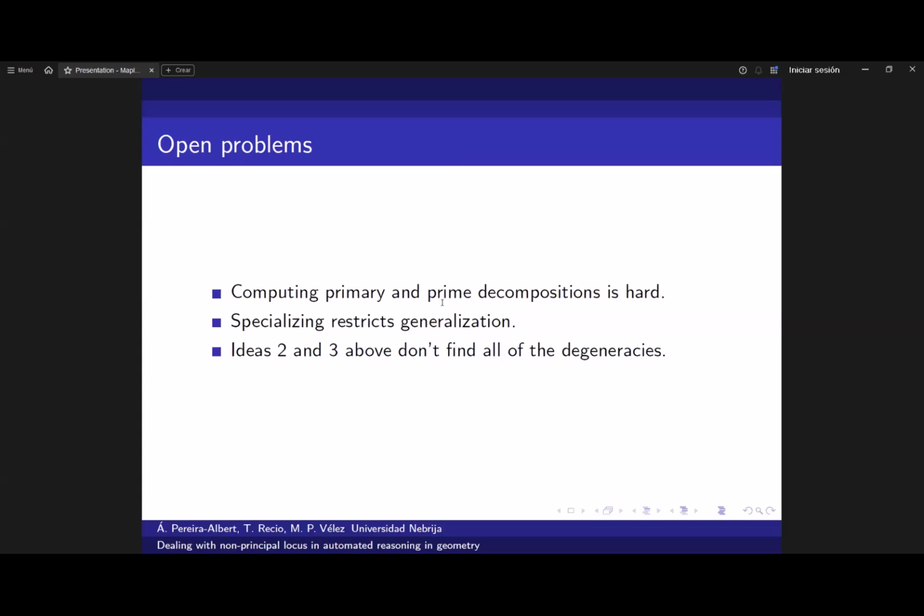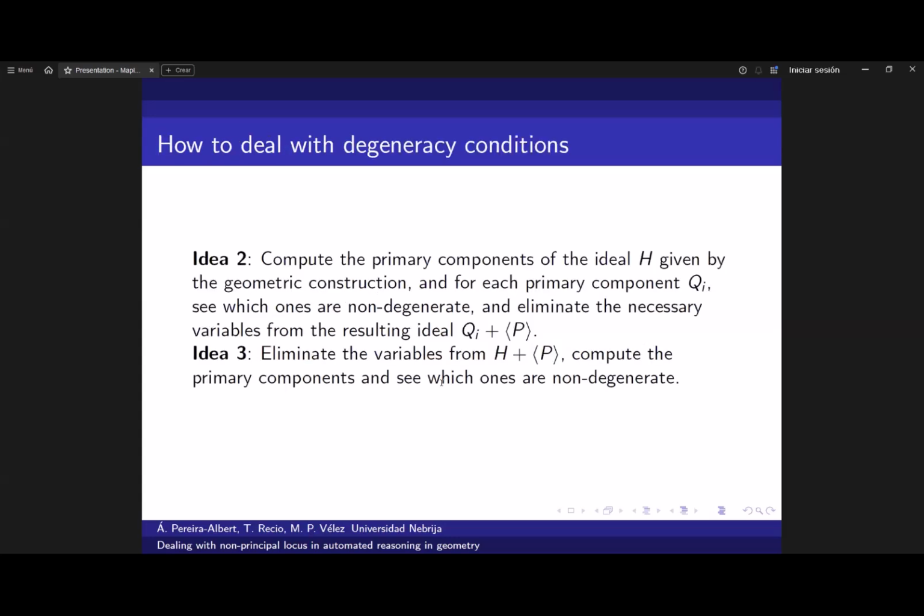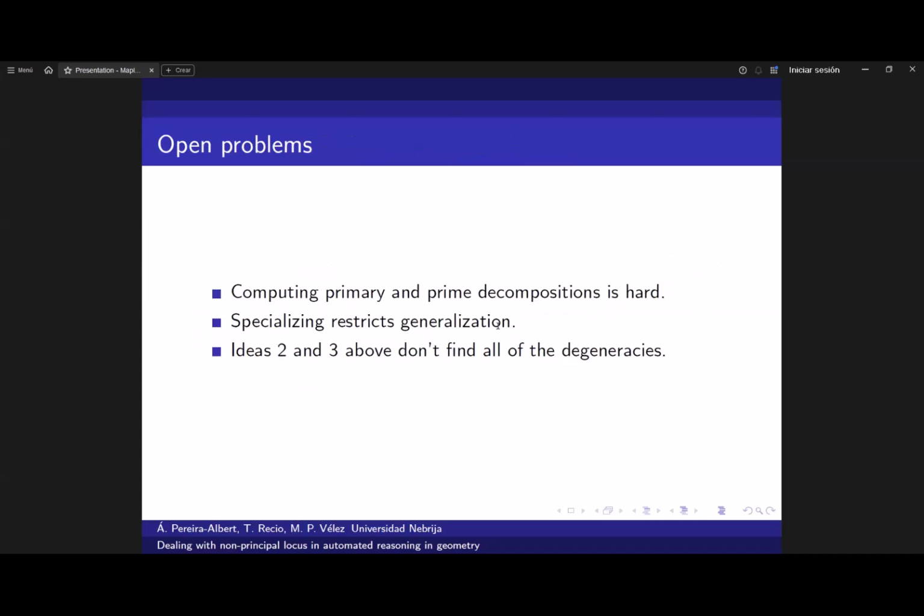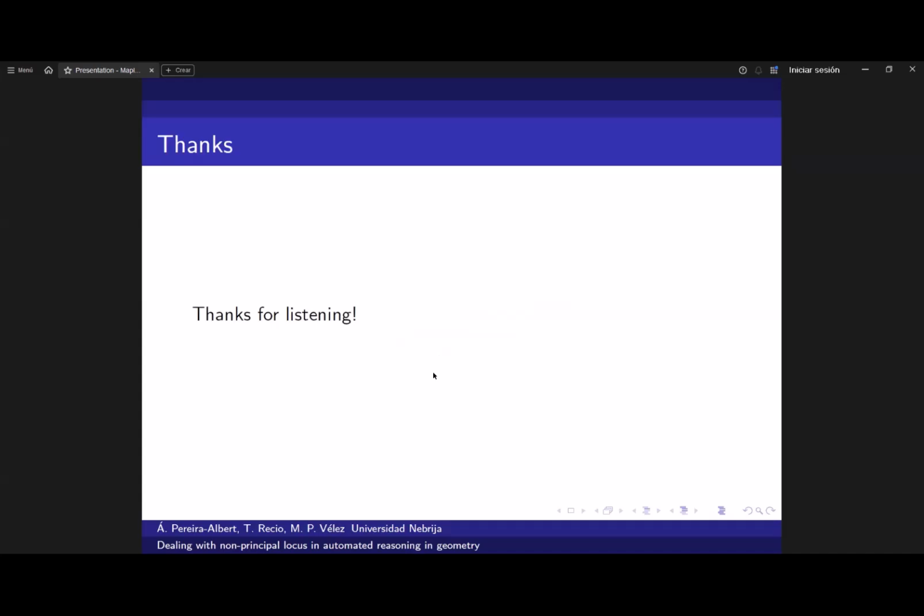The second one is that the thing that we did about specializing the points actually restricts generalizing our results. And the third one is that unfortunately those 2 ideas, although the result is the same for both of them because these 2 operations actually commute, they don't find all the degeneracies. They only find degenerate components, but if we have some point that makes the construction not make sense, this process doesn't find it. And that's all, and thanks for listening.